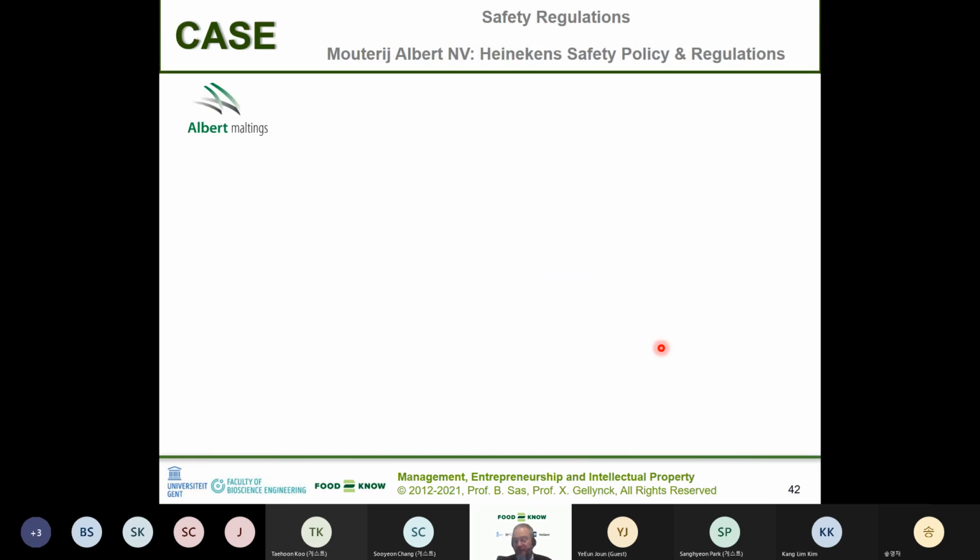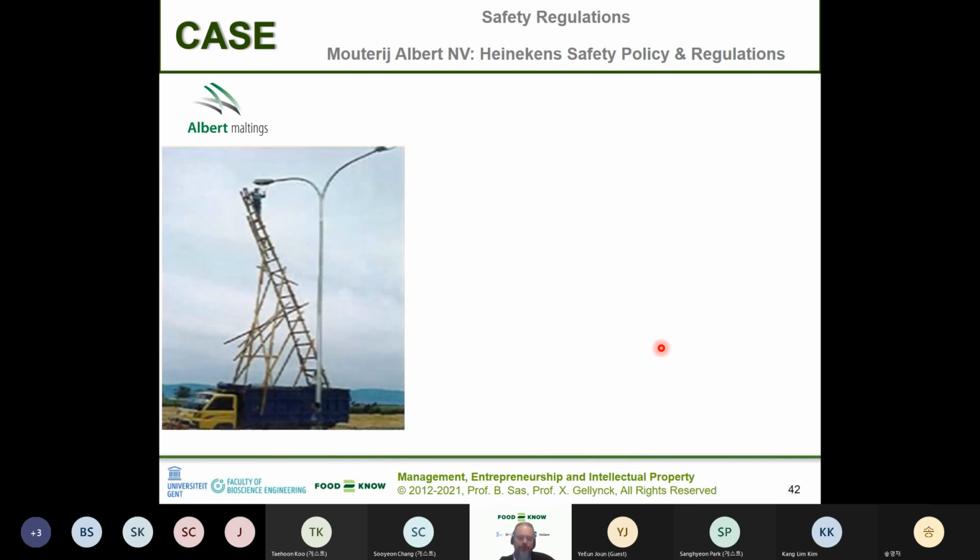Here you see safety regulations are becoming much more important. Here you see an example of some safety policies and safety regulations from the Heineken company, the Albert Maltings. My wife used to work there. Now she's managing the nuclear power plant near Antwerp. But this is an example of some safety regulations and policies.